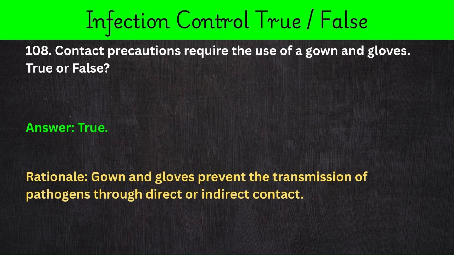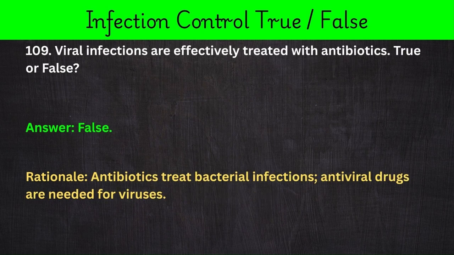True or false? Answer: true. Rationale: gown and gloves prevent the transmission of pathogens through direct or indirect contact. 109. Viral infections are effectively treated with antibiotics.